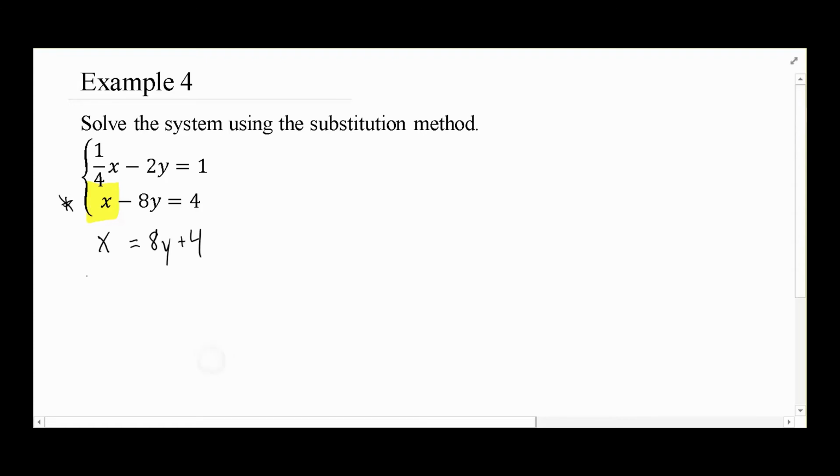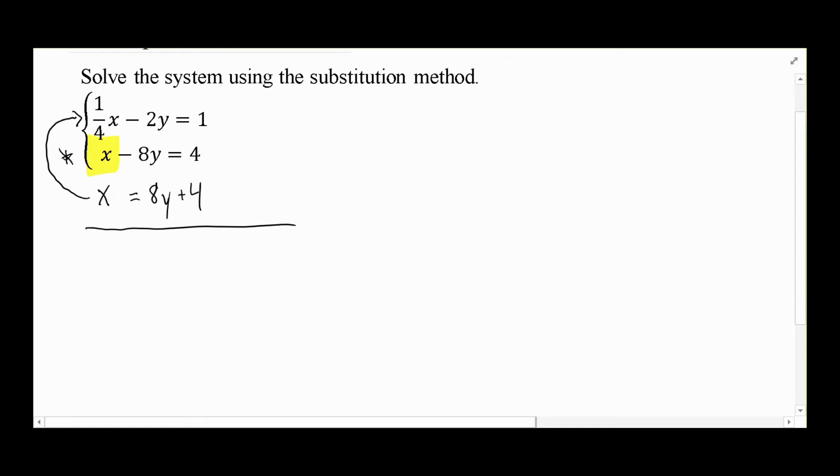Now that we have x equals, we're going to substitute this back into the other equation. Remember, it's always the other equation from what you used to solve. So we're going to replace every x in that equation with 8y plus 4. So we had 1/4 times x. Now instead of x, we're going to use 8y plus 4. Then it was minus 2y equals 1.